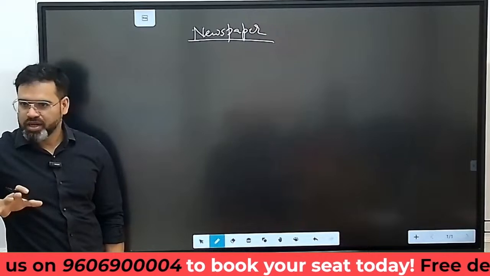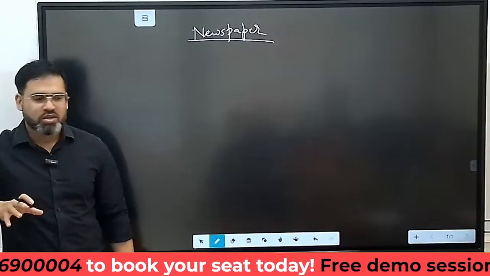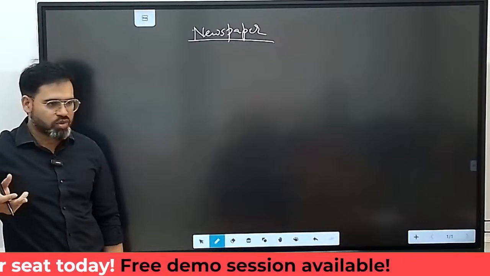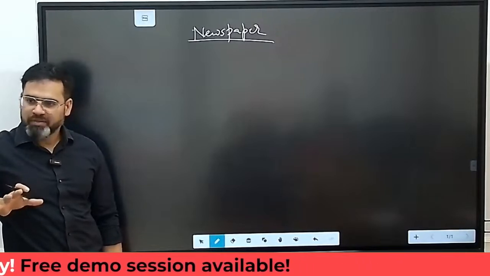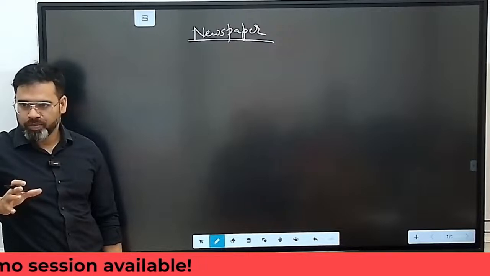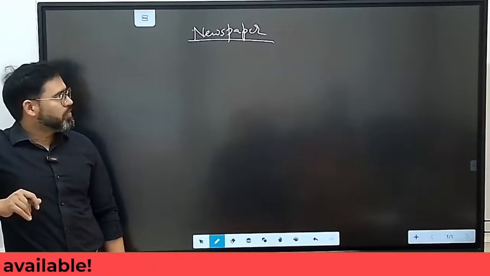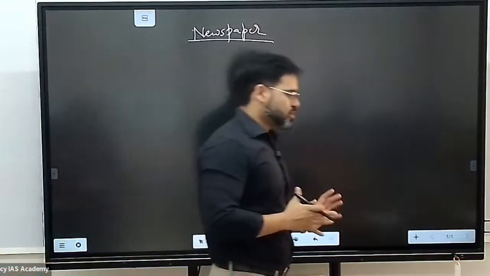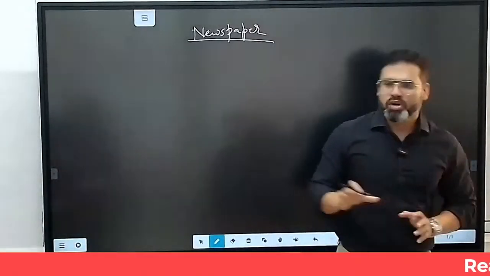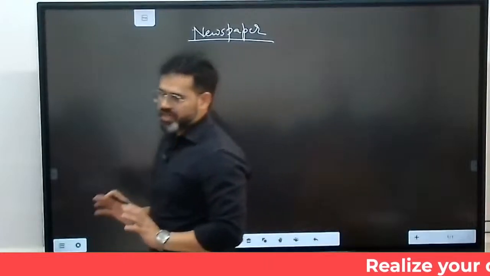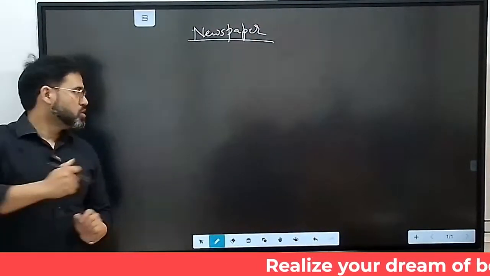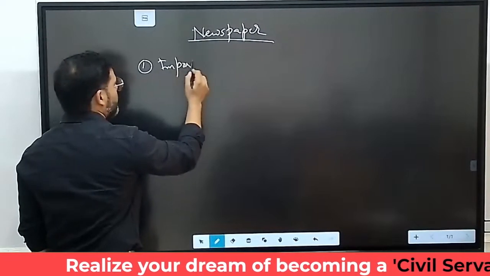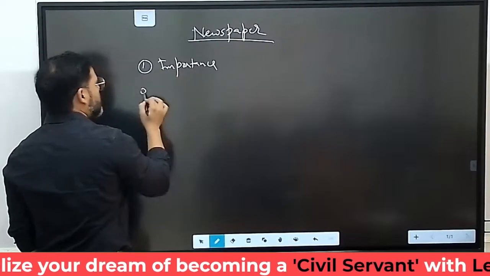See, the first important thing is some of the questions that I am going to read here. What is the importance of the newspaper for the UPSC exam? This is the first question. Now, first of all, the question is: what is the importance of the newspaper? Second question is definitely how to cover the newspaper, right? How to cover this newspaper.